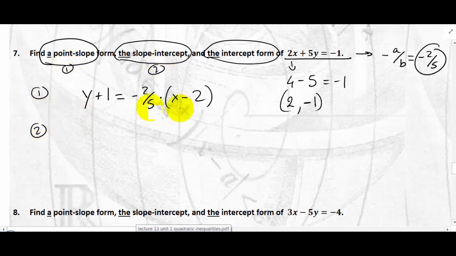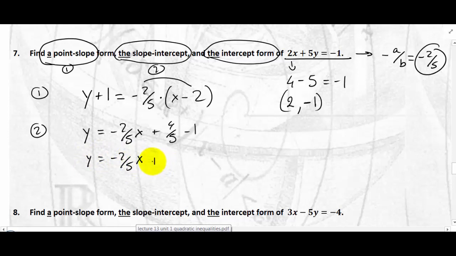Okay, well, let's solve for y. Y equals negative 2 over 5x plus, right here you multiply, right? Plus 4 over 5 minus 1. So it is y equals negative 2 over 5x plus, so what is this? Actually, there's a minus right here. 1 is 5 over 5, right? So minus 1/5. Here we go.